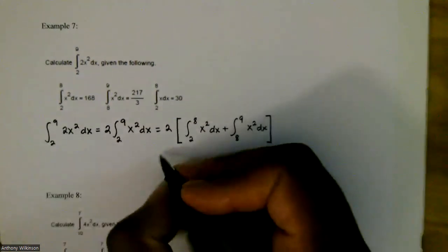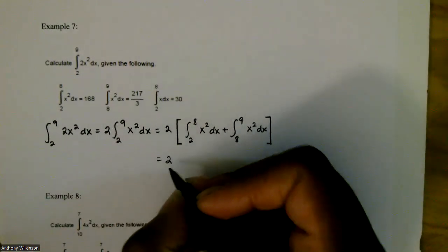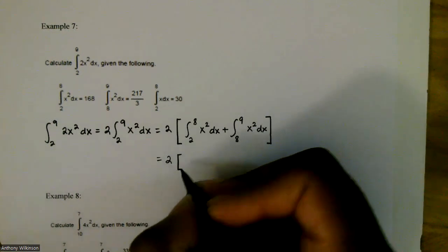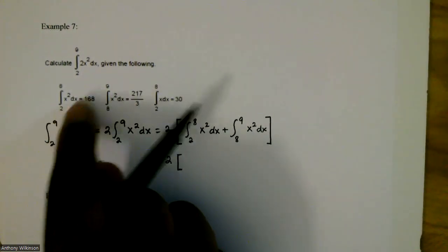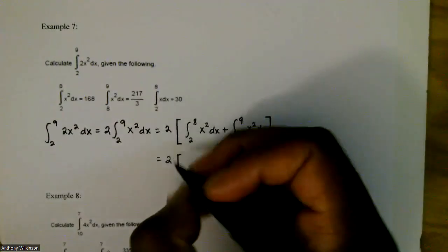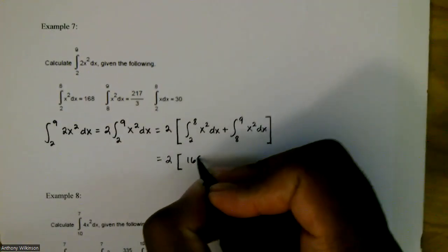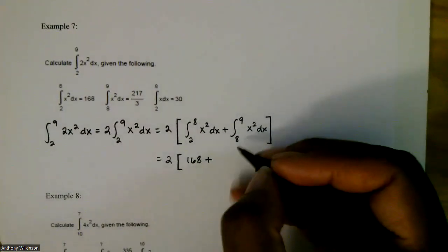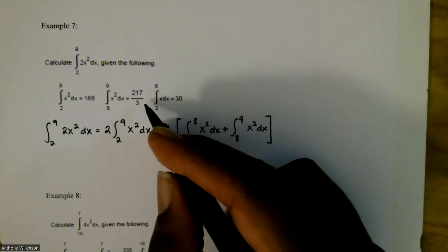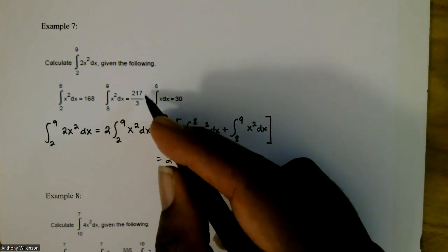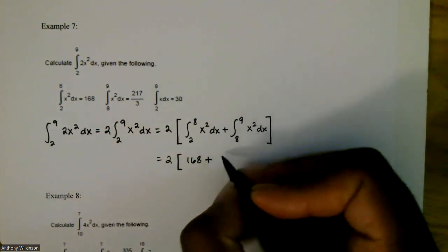So let's find out what we have here. I'm going to bring the 2 down. The integral from 2 to 8 of x squared dx, that's this right here. That's 168. Plus the integral from 8 to 9 of x squared dx, that's this right here. That's the 217 over 3.